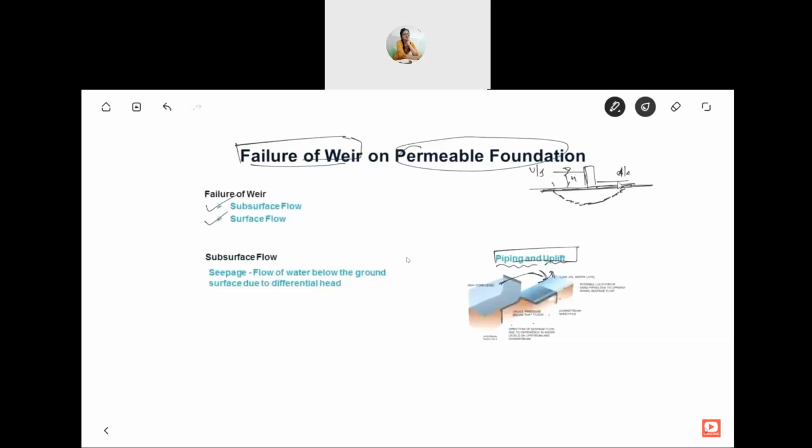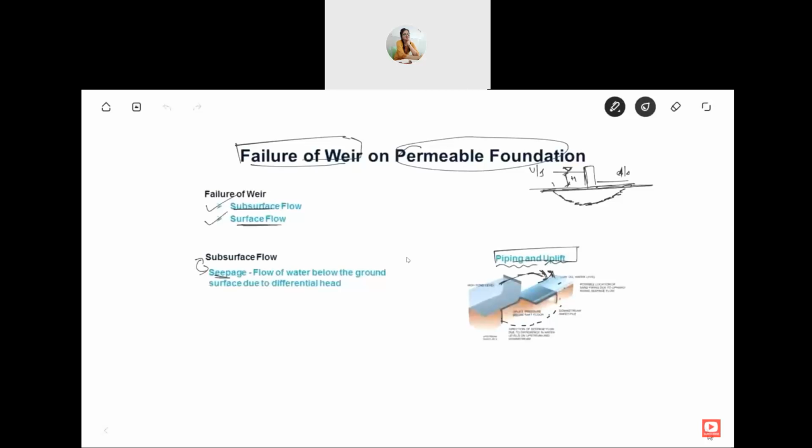So what happens is there is a differential head. As you can see, head on the upstream is large because the weir blocks the water, because of which there is head on the upstream, and downstream there is not much head when the water does not flow through the weir, when the gates are not open. So because of the difference in head, there is flow of water underneath the ground surface. As you can see in the 3D image also, there is flow of water underneath the ground surface. That is known as seepage, and that is subsurface flow. So this failure of weir can happen due to subsurface flow, and also because of surface flow. When water flows over the weir, a hydraulic jump occurs, which acts in the upward direction, which tends to break away the foundation, and also scouring of particles takes place. So failure can happen due to surface flow also.